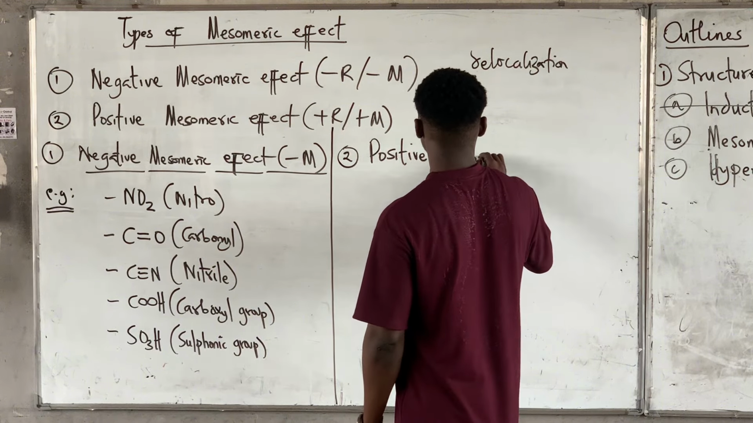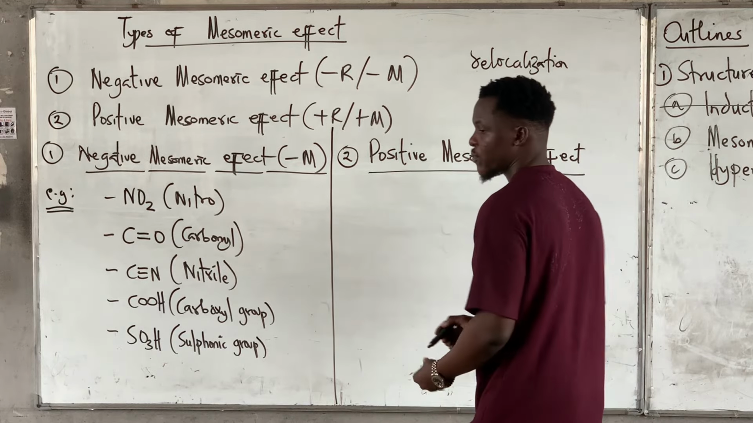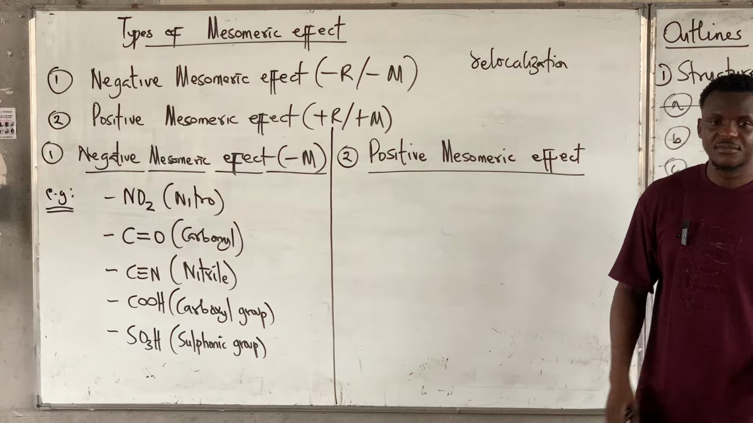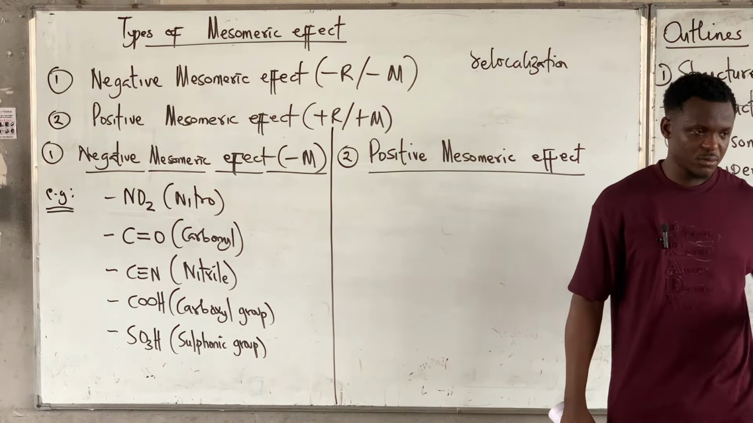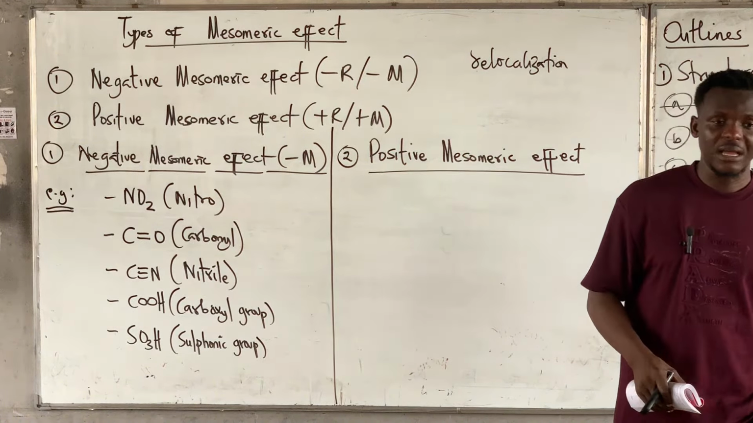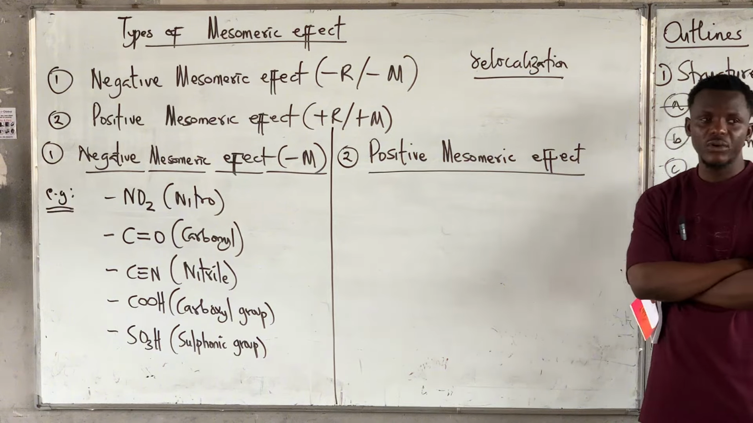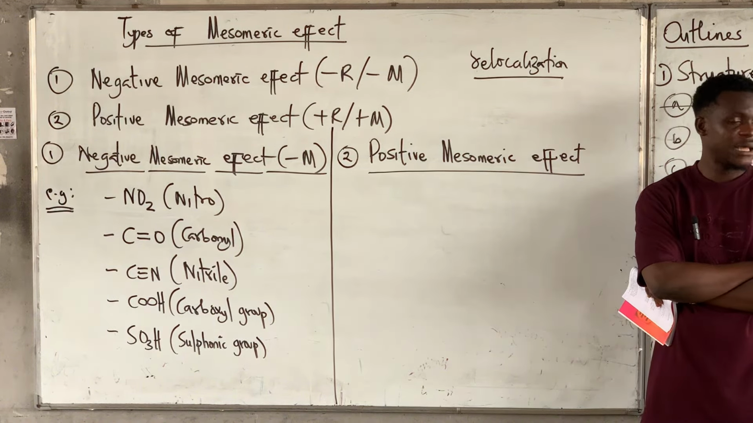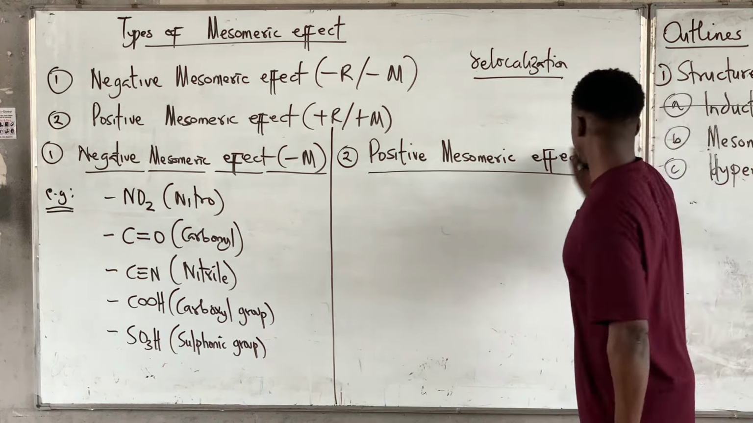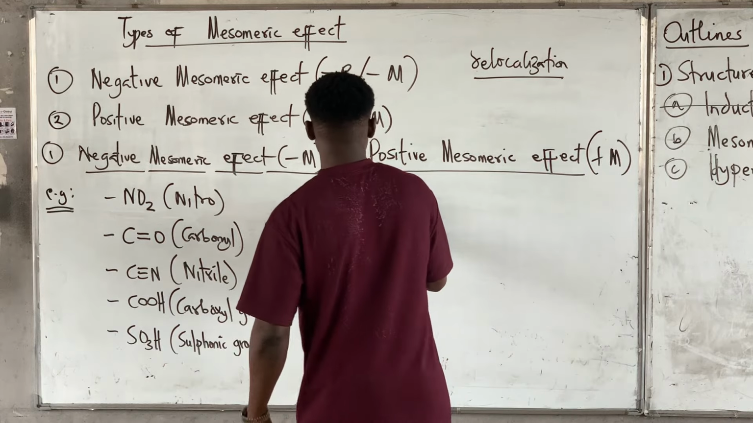Positive mesomeric effect. Please put down: this refers to the electron releasing or donating nature of atoms or group of atoms via delocalization. It refers to the electron releasing or donating nature of an atom via delocalization. Full stop. Now, this simply means, let me give us examples of such substituents.